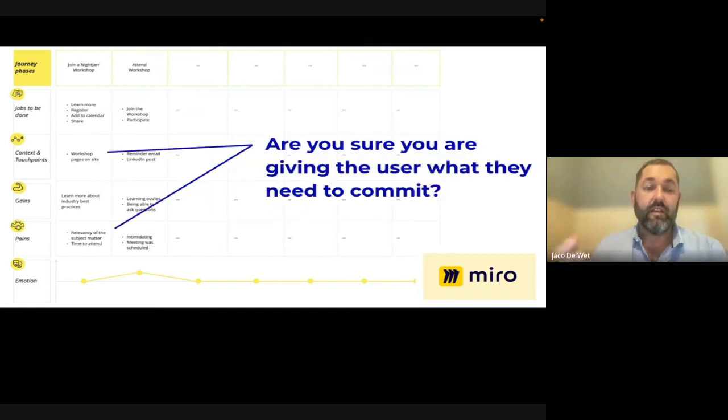So what this allows you to do and reflect on is: are you sure you're giving the user what they need in order to commit? Are you giving them the right information? Are you giving them the right amount of comfort to commit? Are you telling them that you're not going to spam them, or how are they going to commit to what you ask them to do without creating that anxiety that they might experience?